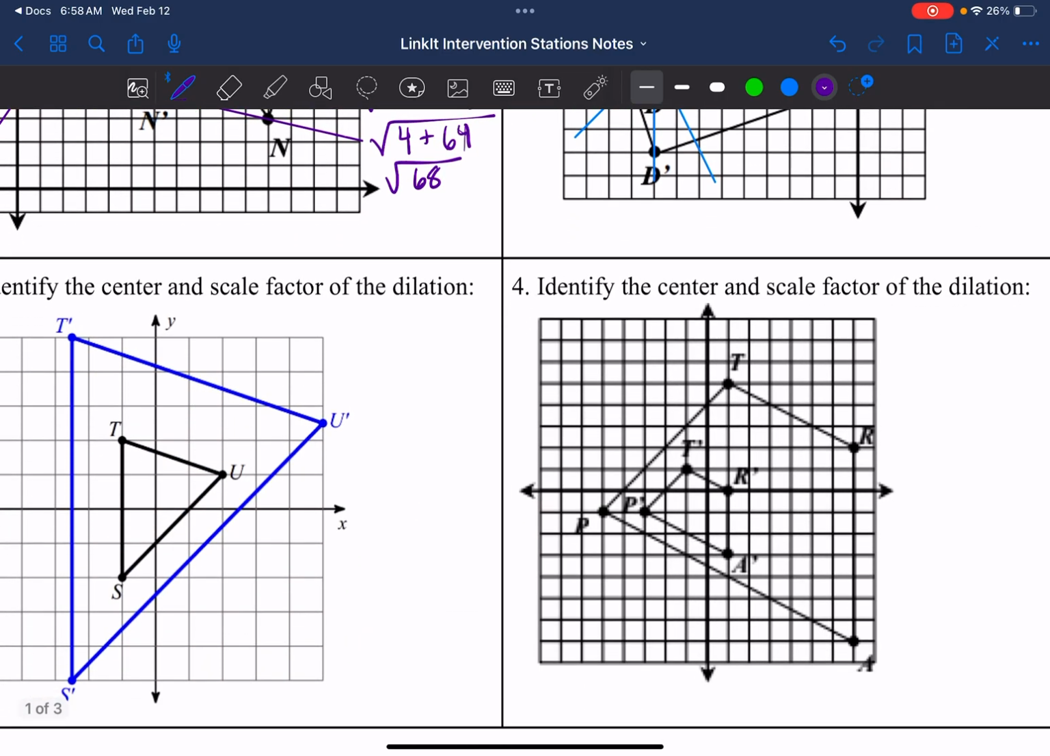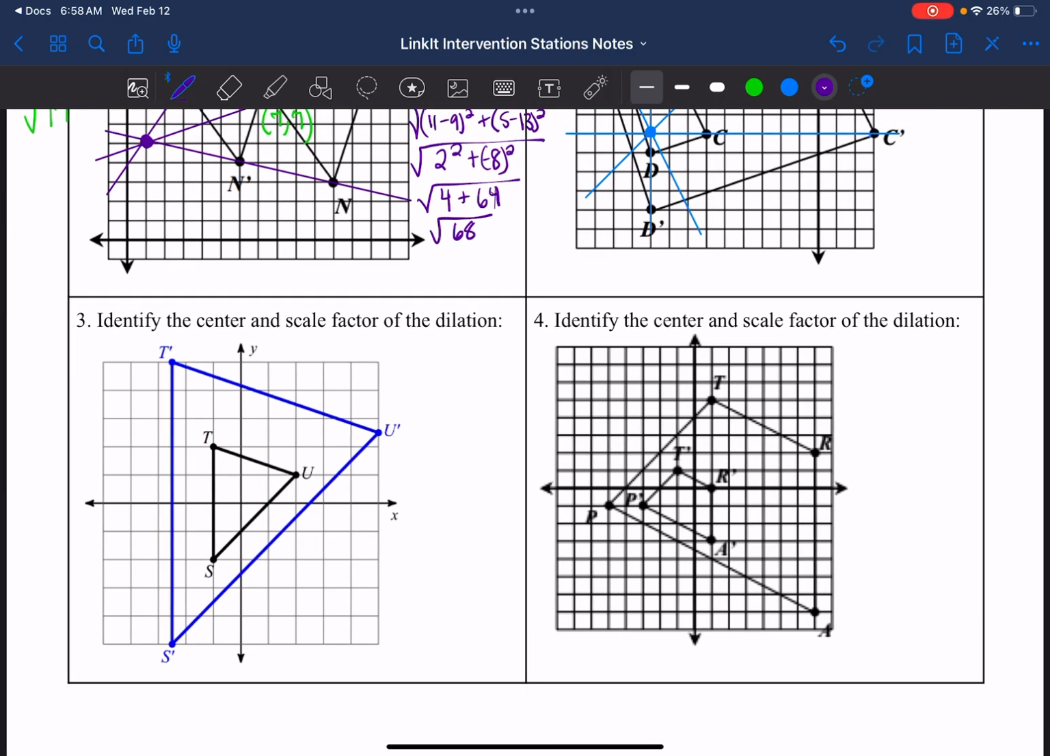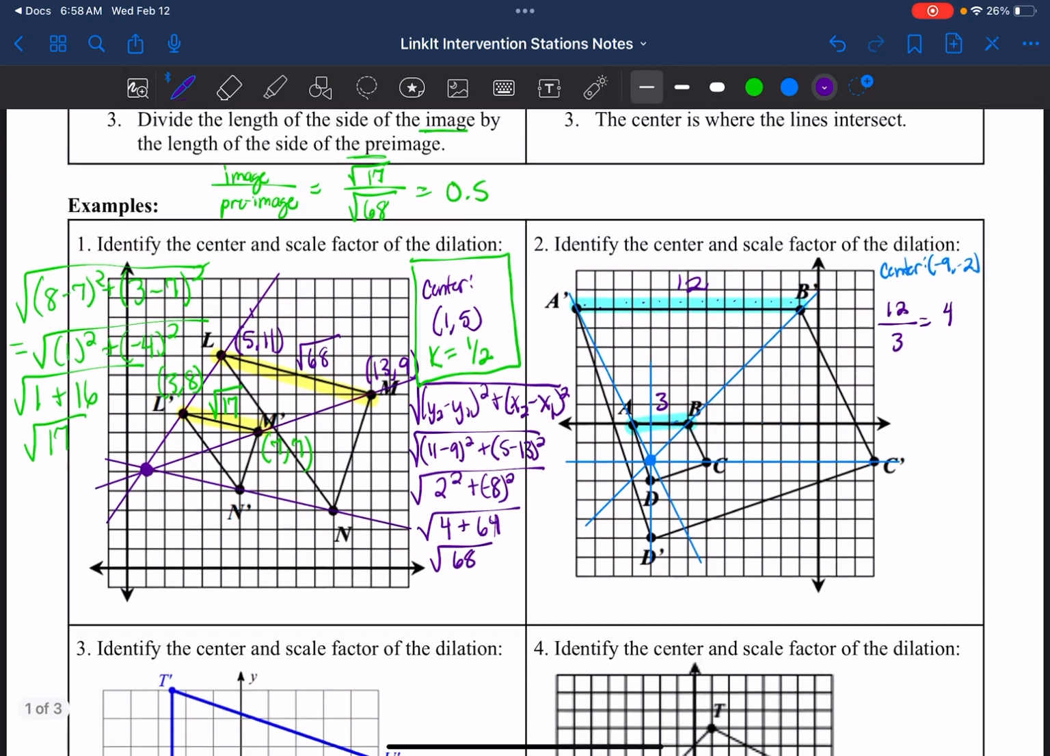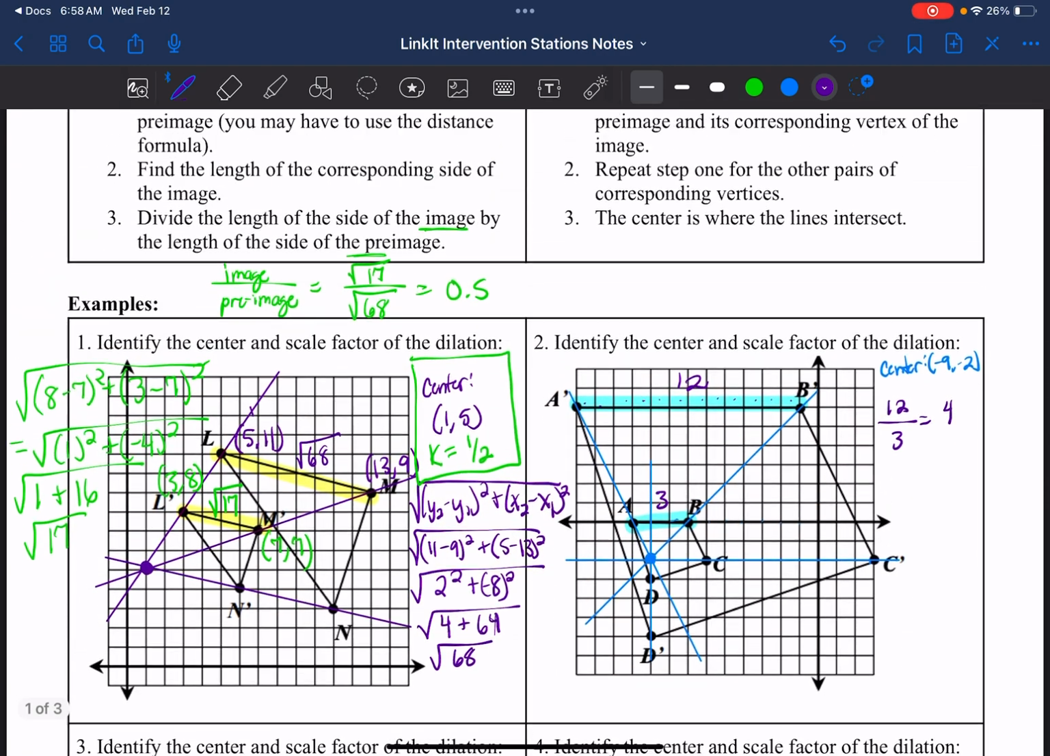Examples 3 and 4 are more of the same, but I am going to cut it short just because I don't want this to be too long.